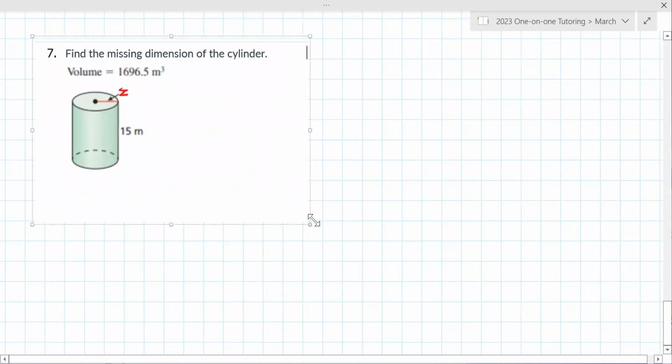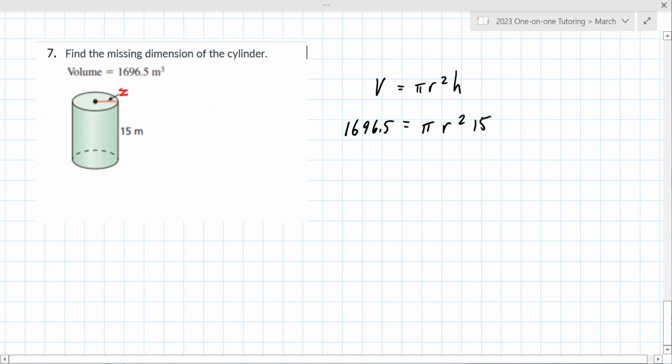All right, find the missing dimension of the cylinder. They're giving you the volume, they're giving you the height, they are not giving you the radius. So the volume formula is pi r squared h. The volume is 1696.5, pi r squared, and then h is 15. So just putting those numbers into the formula there.